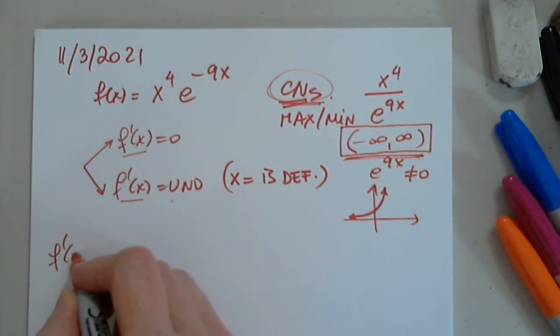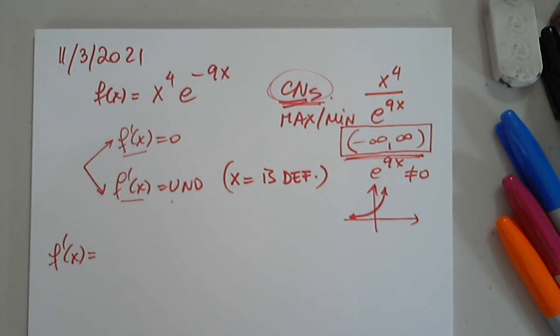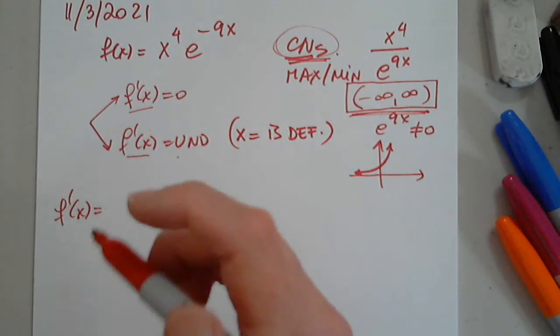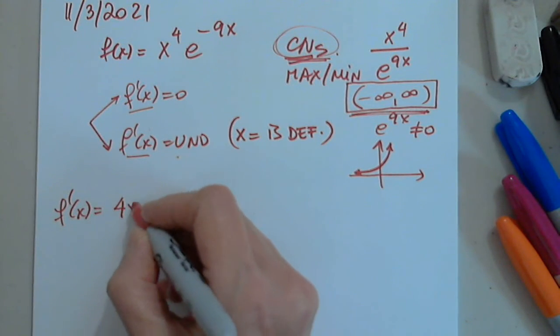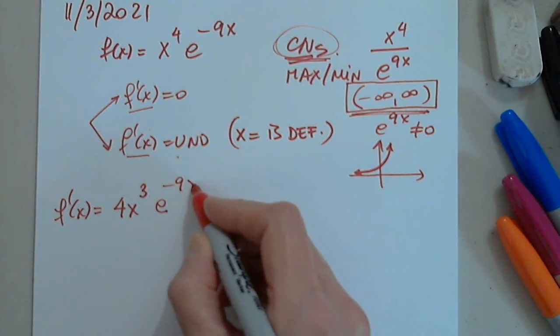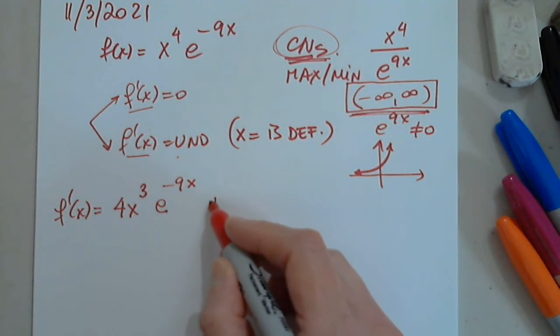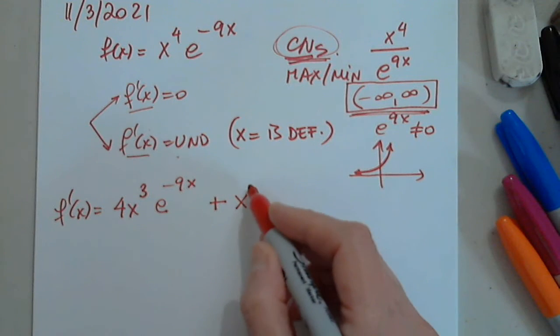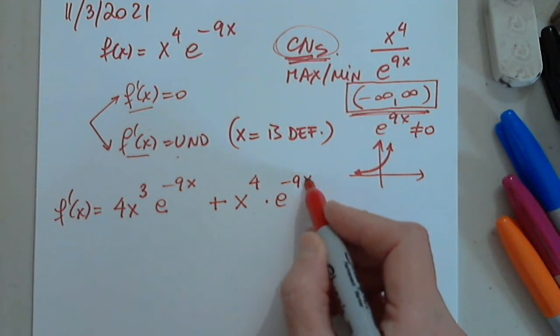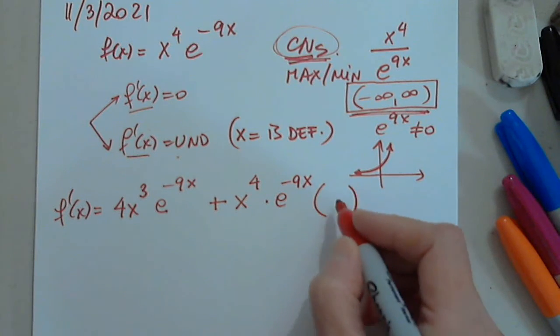So f prime of x. Will anyone be interested to help here? Anyone? 4x to the third times e to the negative 9x, plus x to the fourth times e to the negative 9x times negative 9.